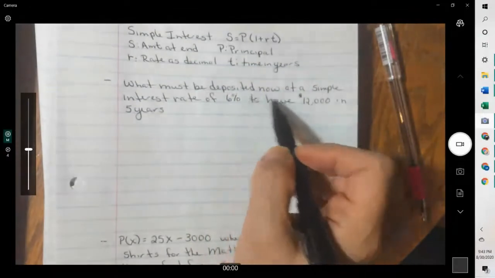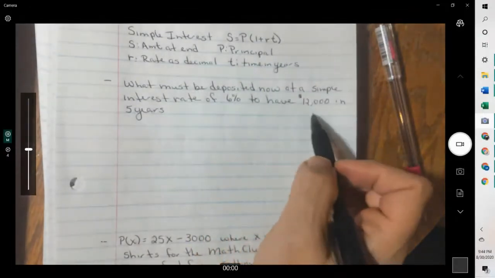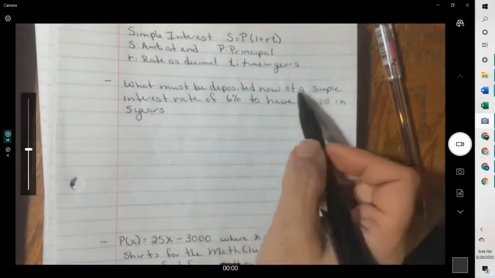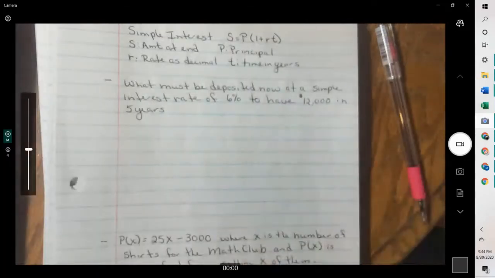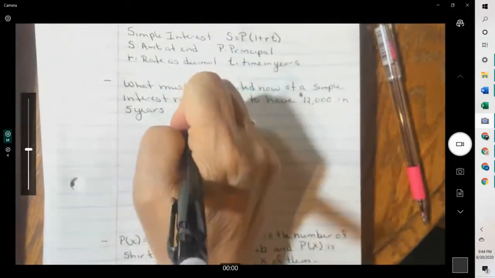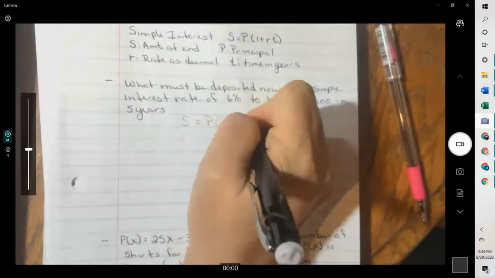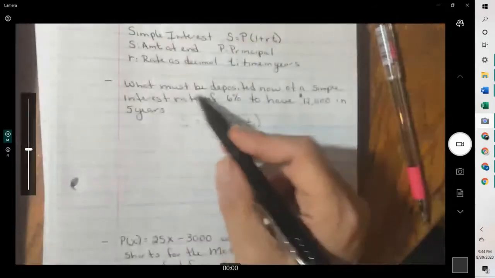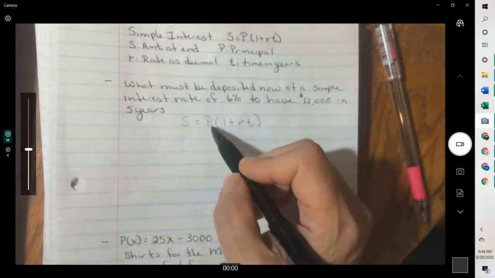What must be deposited now at a simple interest rate of 6% to have $12,000 in 5 years? So in 5 years, we want to have a total of $12,000. We want to know how much we need to invest now. Well, if we think of our values for simple interest, we're looking, what must we deposit now? That's present value. So we're looking for P.